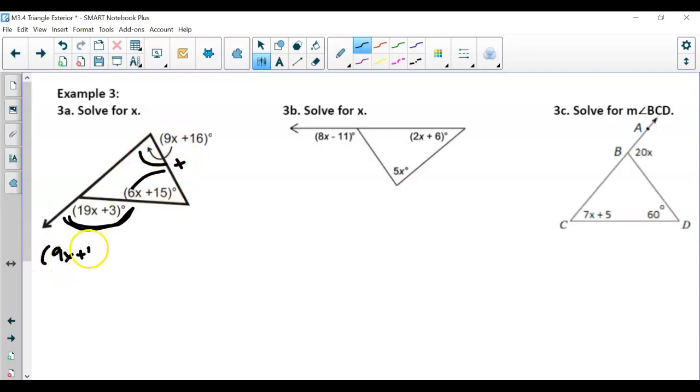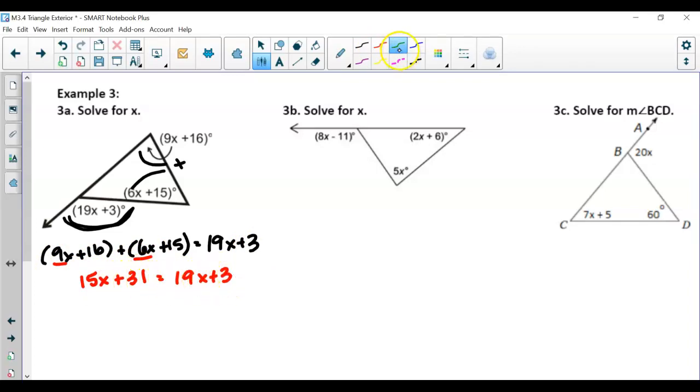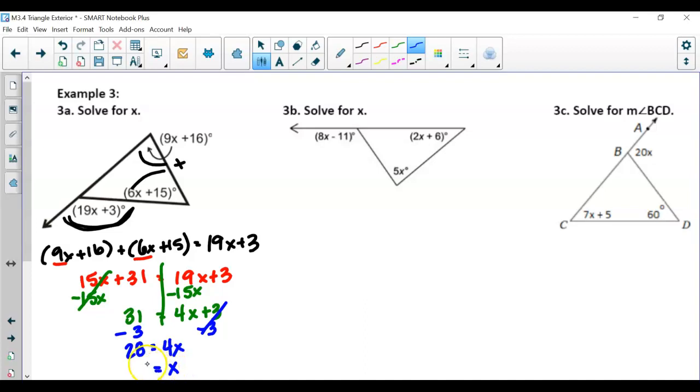So again, 9x plus 16 plus 6x plus 15 is equal to 19x plus 3. Now just combining like terms here, right? 15x plus 31 is equal to 19x plus 3. Now we need to make sure, right, to gather our variables. So I'm going to subtract 15x from both sides. And 31 is equal to 4x plus 3. Now notice we're just solving a good old two-step, subtracting 3 from both sides. You get 28 is equal to 4x, and x is equal to 7.